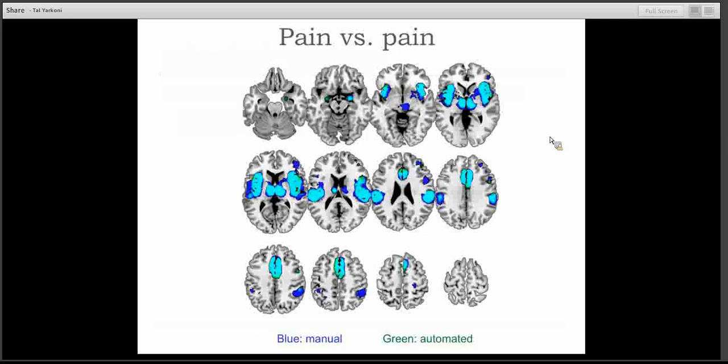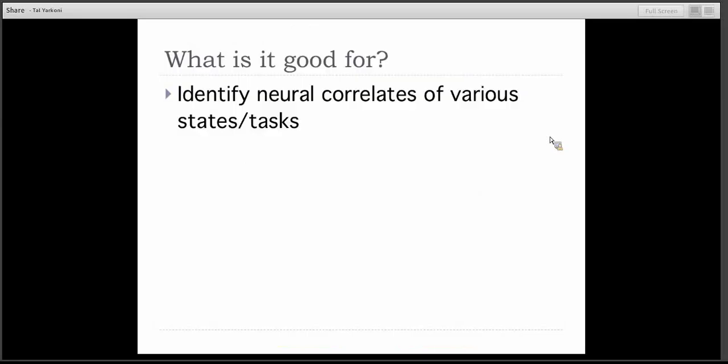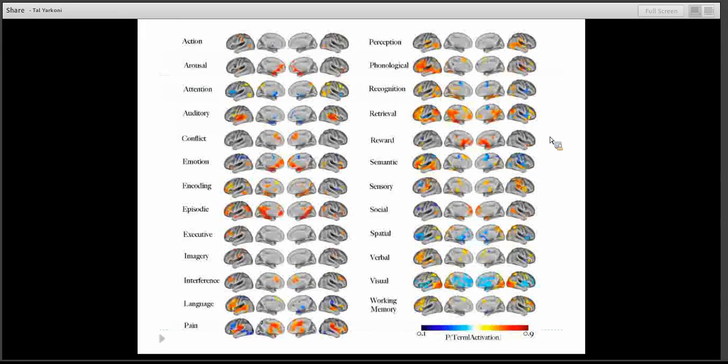Right. So then the question becomes, what can we use this data and these tools for in terms of generating new information? One obvious application is that you can identify the neural correlates of various states and tasks. If you can code it with words, you can meta-analyze it this way. Here's just a sample of 25 terms, automatically generated as meta-analysis images. And again, a lot of these look pretty much like what people have published. For some of them, there haven't been published meta-analyses, but I would like to believe that this is probably pretty close to what you would get.